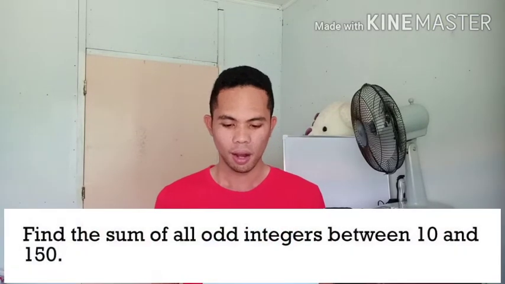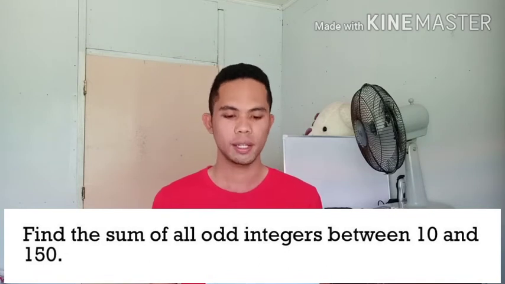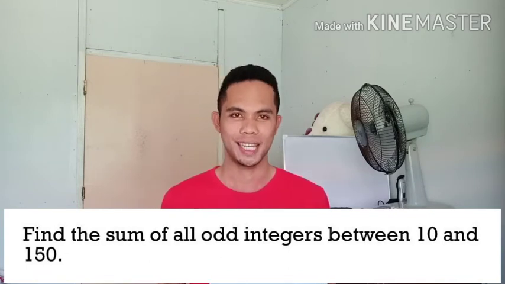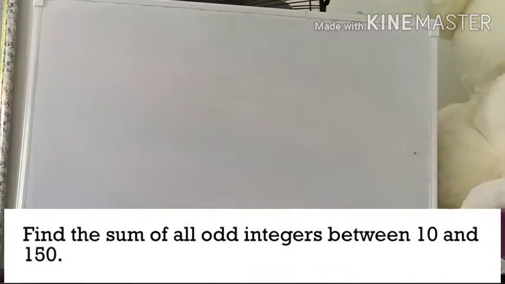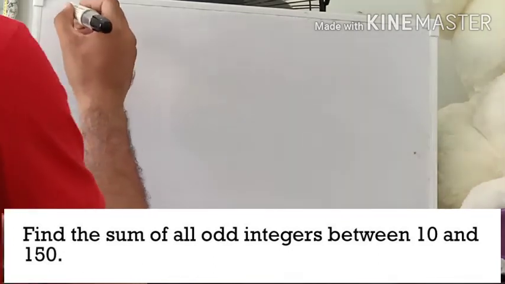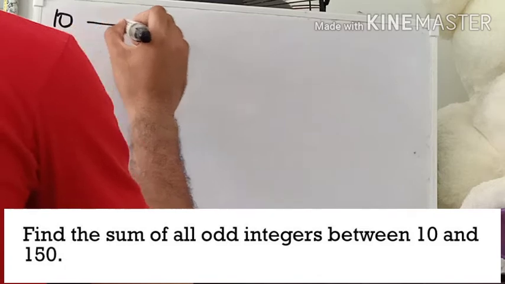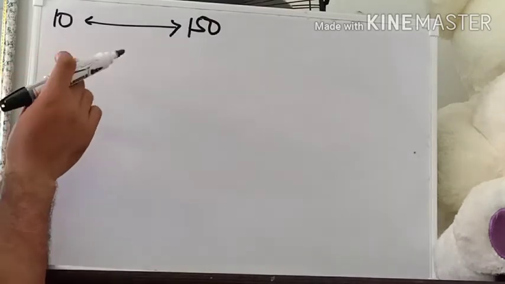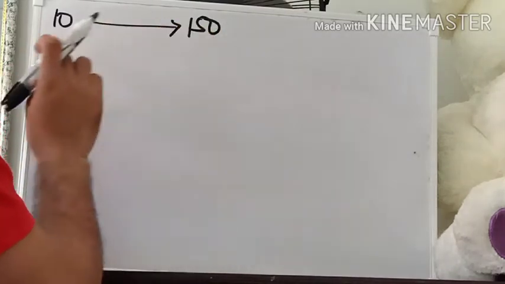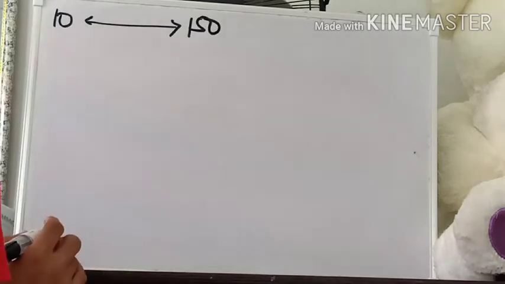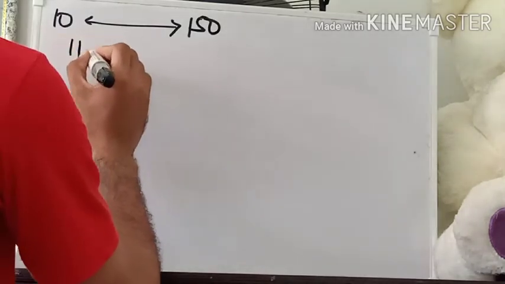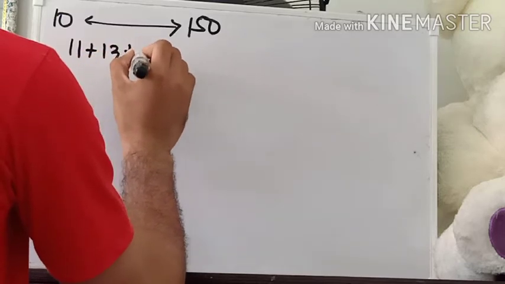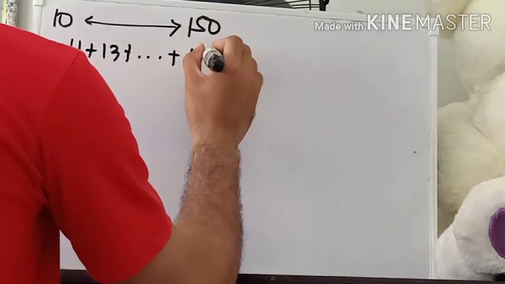And for the second problem, find the sum of all odd integers between 10 and 150. For the second problem, we are told to find the sum of all odd integers between 10 and 150. So we are going to find the sum of the numbers 11 plus 13 and so on and so forth until 149.